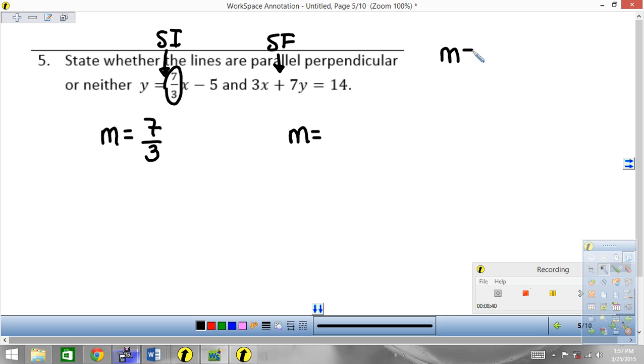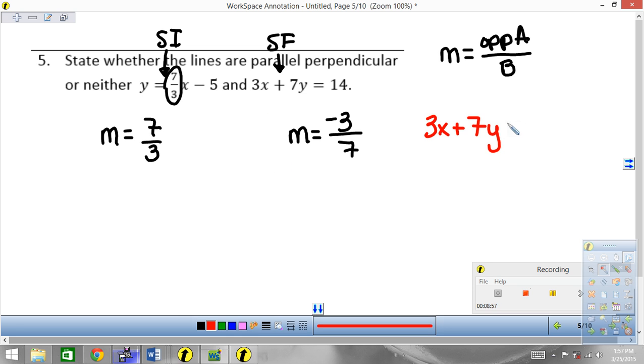You can recall that we talked about slope is the opposite of A over B when it's in standard form. So if you recall this, then we can say the opposite of A would be a negative 3 over B, which is 7. However, if you didn't recall this, you can always take this equation and solve for y to get it into slope-intercept form.